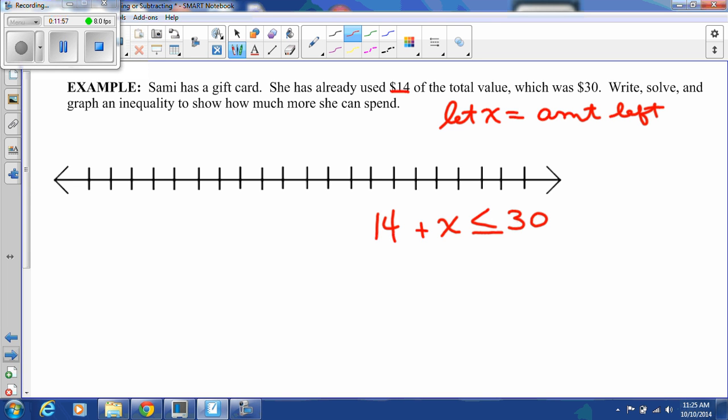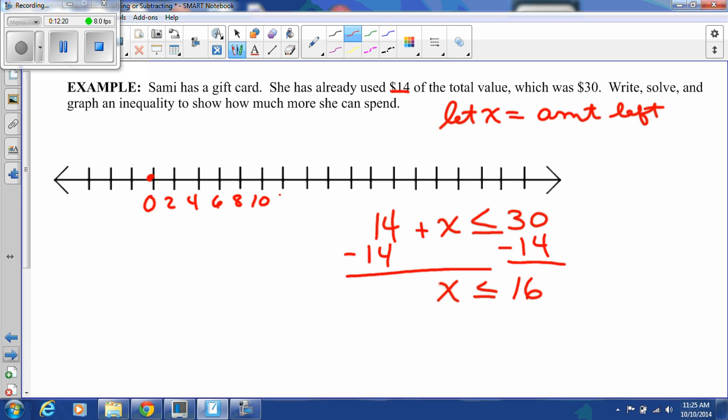Now, before I draw my number line, I'm going to solve for x by subtracting 14 from each side. It gives me x is less than or equal to 16. So my boundary point is 16. I think that I will count by 2s. I'm going to put 0 here. 2, 4, 6, 8, 10. You don't have to have this many numbers on your number line. It's just that it was already drawn for me.